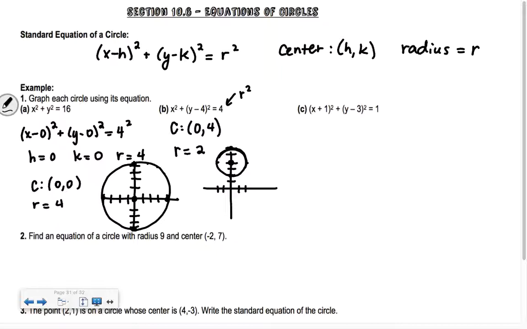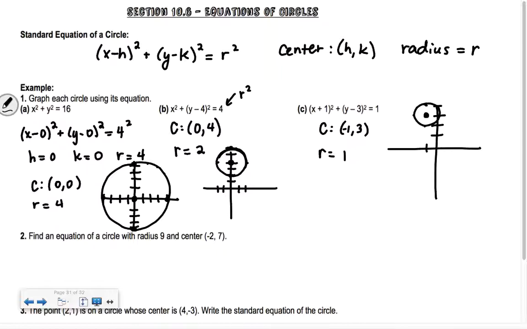All right, so how about this one? Center and radius. Ah, he's got it. (-1, 3). Perfect. And then the radius? 1. Perfect. So I go -1, 1, 2, 3. And then from that, I'm going to go up 1, left 1, down 1, right 1. It's going to be really tiny.